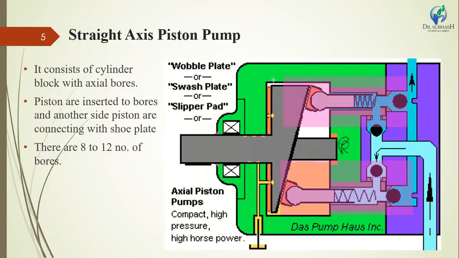What is the function of the swash plate? Here we have to mount a swash plate. This is a swash plate. The function of the swash plate is to change the discharge of the pump. If you require higher discharge, moderate discharge, or low discharge, we can change the angle of the swash plate to vary the control of output discharge. By changing the angle of the swash plate, we can change the stroke length and hence the discharge.